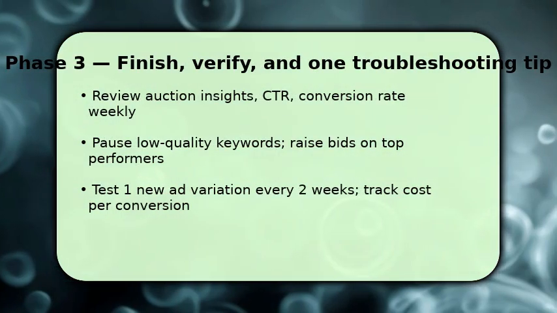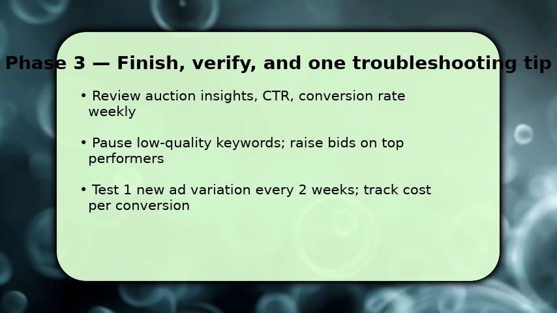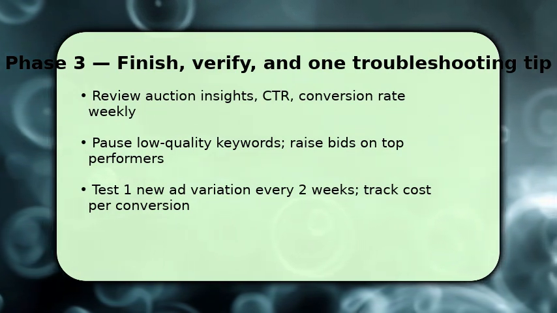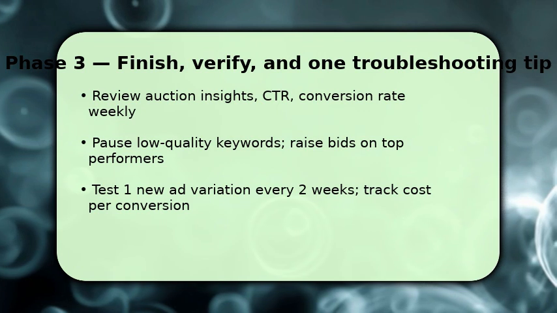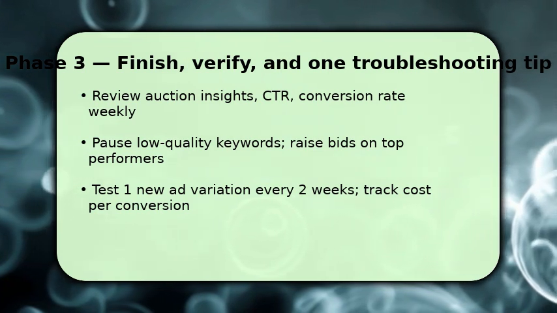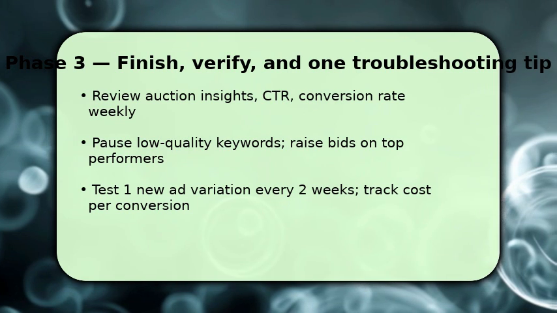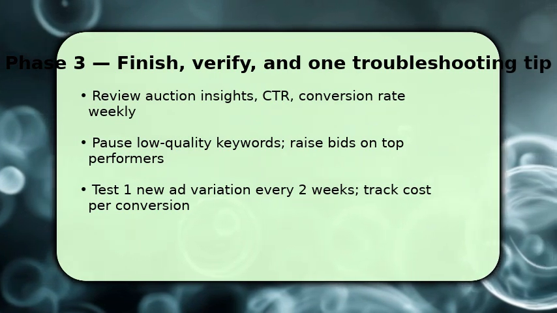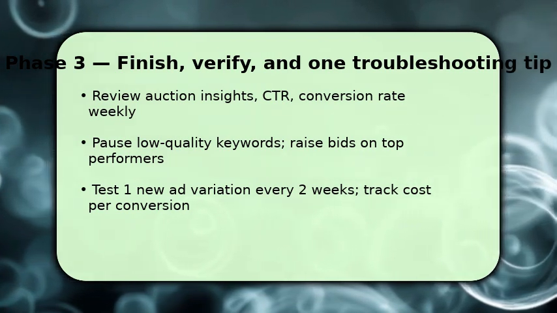You launch and then monitor performance frequently. Early data shows trends, but don't overreact to day-to-day swings. Once you have 5,100 clicks, analyze CTR, conversion rate, and cost per conversion and make changes. Pause poor keywords, raise bids on winners, and refine ad copy.